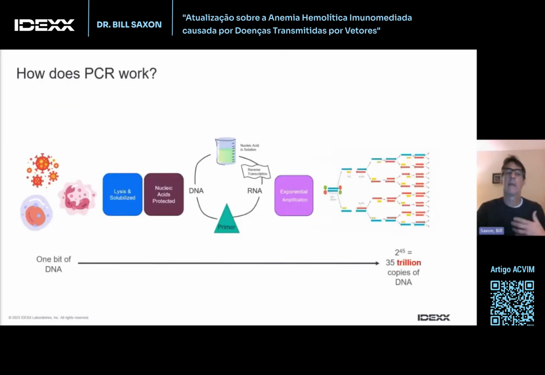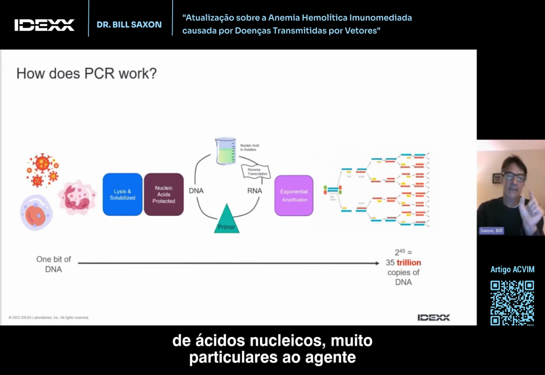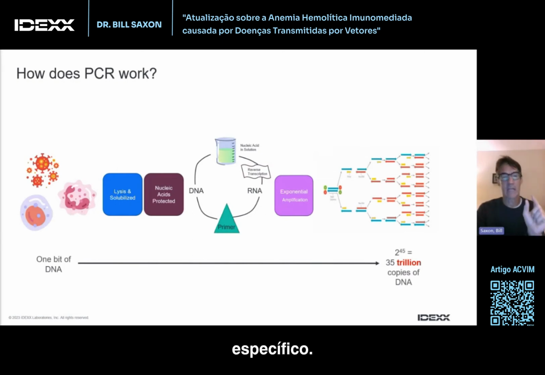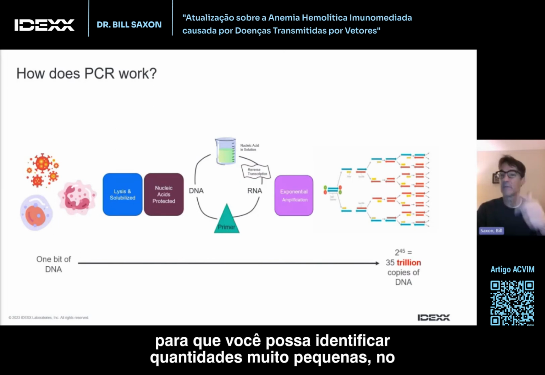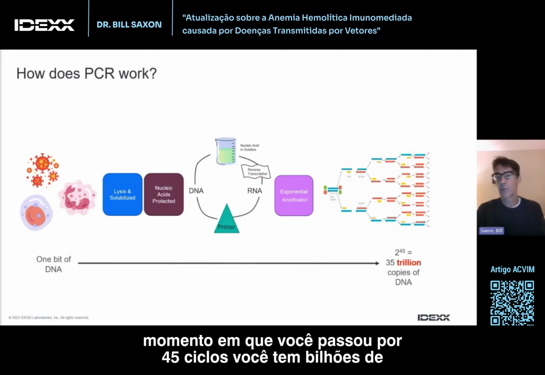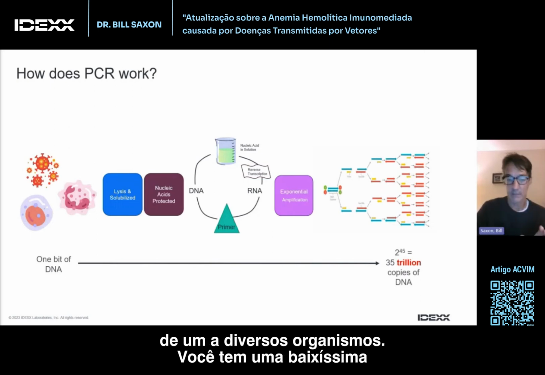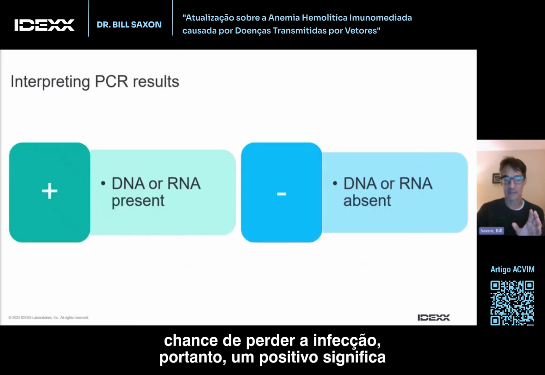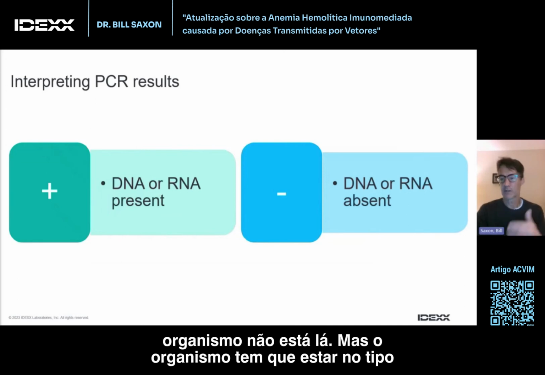PCR, basically, you're just looking for a little segment of nucleic acids very particular to the specific agent. You isolate that segment, you run it through the machine, you amplify that so you can identify very small amounts. By the time you've gone through 45 cycles, you've got billions of copies of DNA, so you can theoretically identify one to a few organisms. You have a very low chance of missing the infection. Therefore, a positive means you've got your answer. A negative means that the organism is not there.